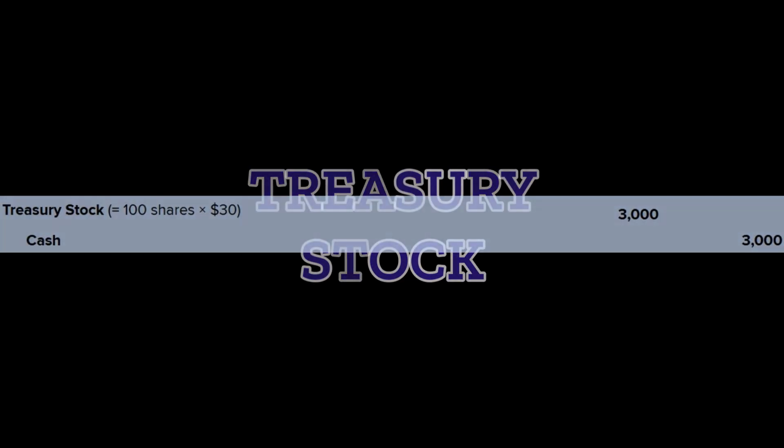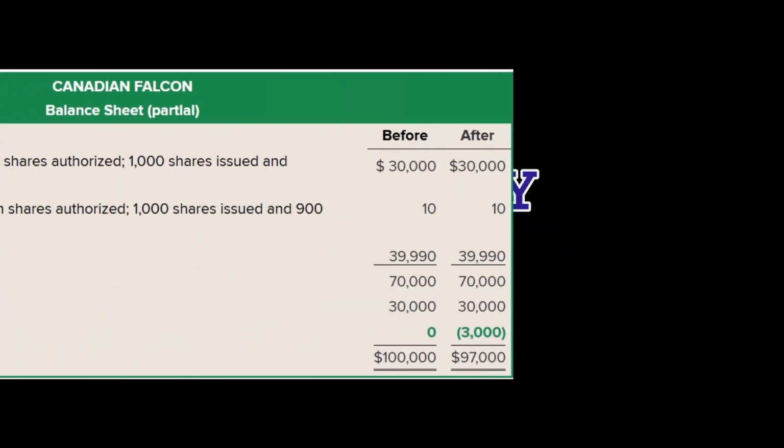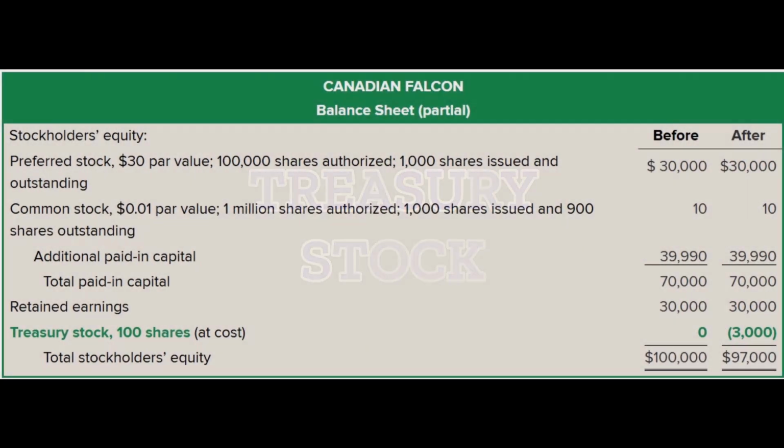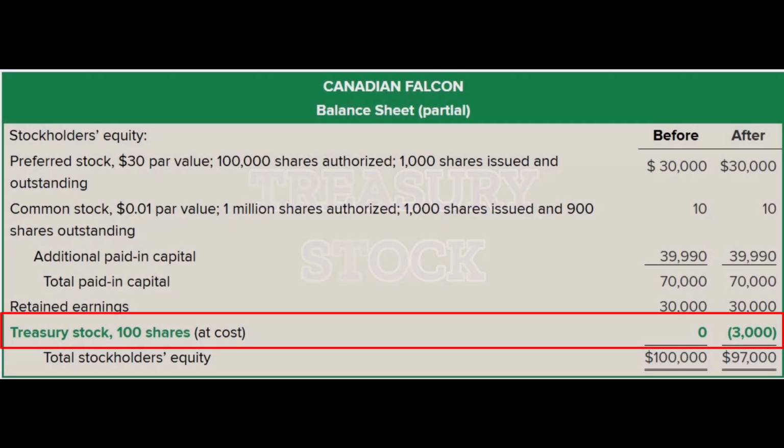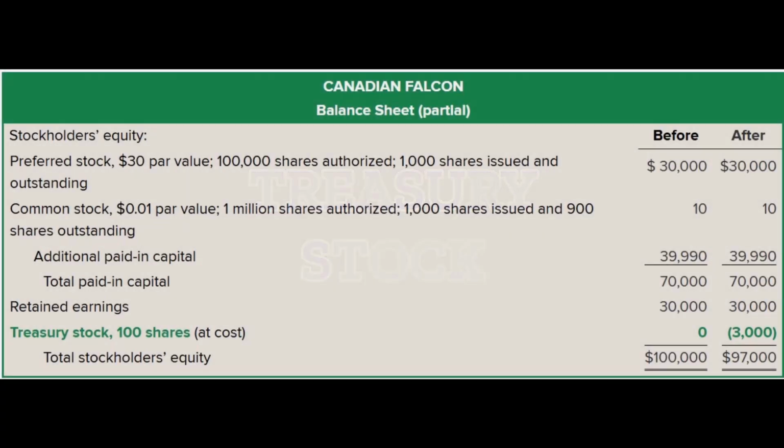When a company purchases its own stock, we debit treasury stock for the full cost of the shares. Then we credit cash. This transaction has no effect on the income statement, but it decreases total stockholders' equity by the cash paid. What happens when the company later sells that treasury stock? Let's look at the two scenarios.